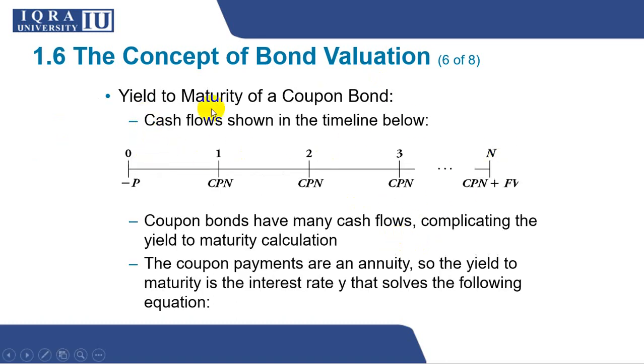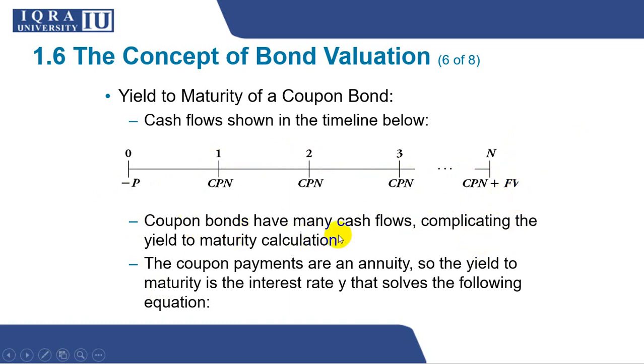So see, this is the yield to maturity of a coupon bond. Cash flows are shown in the timeline. At zero, meaning today, you are giving some par value. This is minus P. Minus means it's going out, and this is coming in, CPN. CPN, the coupon payments, coupon interest payments at the end of year 1, end of year 2, end of year 3, and at the end of year n, when the bond matures. Then there is the coupon payment and the future value, meaning whatever price you have paid here, you will get back as a future value.